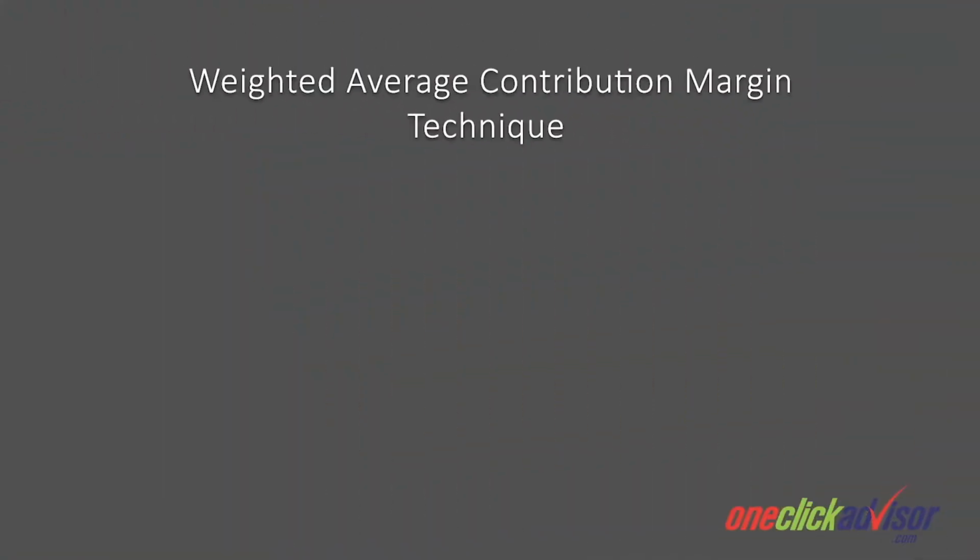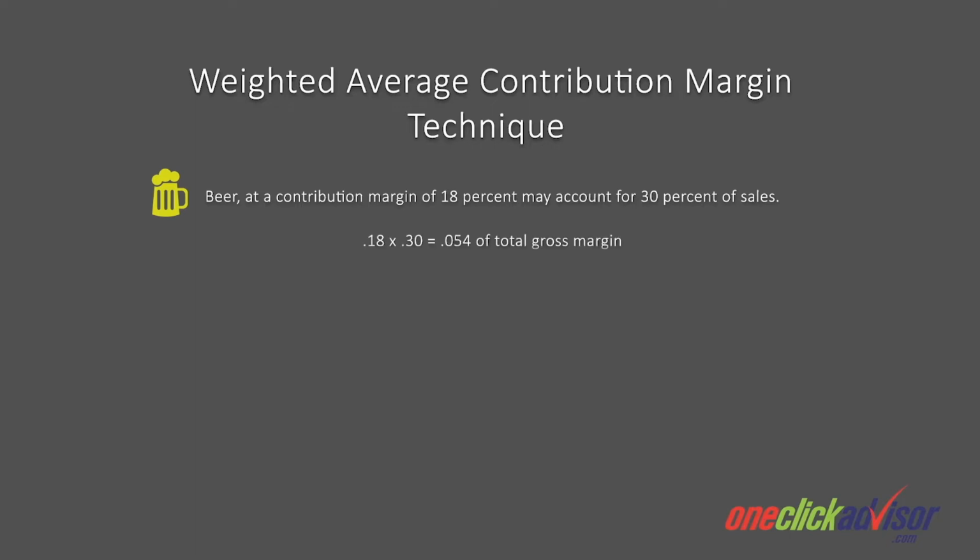If, like the convenience store, you're selling a mix of products with a lot of different profit margins, you've got to concern yourself with how each one of these contributes to the total gross margin. In other words, the proverbial bottom line. So, let's say that we're talking about beer. At a contribution margin of 18%, it may account for 30% of total sales for the store. So that's 18% times 30%. In other words, 0.18 in the calculator times 0.30 equals 0.054. In other words, between 5 and 6% of the total gross margin, or bottom line.